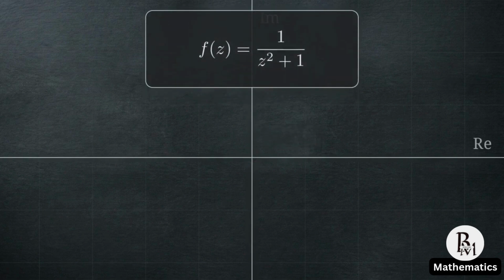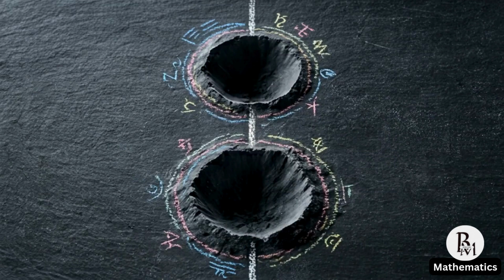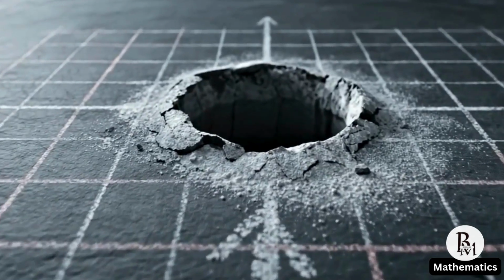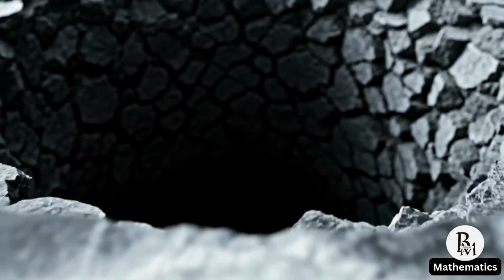Let's test 1 divided by z squared plus 1. We set the denominator to 0, finding z squared equals -1. The forbidden inputs are positive and negative i. These become literal coordinates deleted from the grid. These algebraic solutions translate to zero-dimensional scars on the plane. The rest of the landscape is perfectly healthy, but these specific points represent empty space in the function's reality.